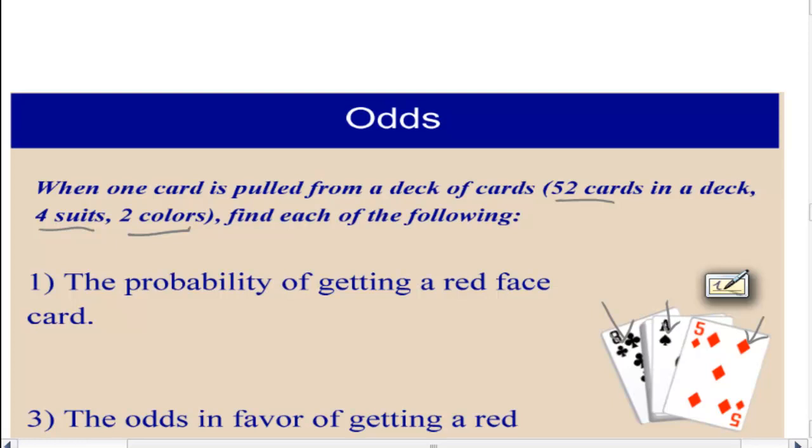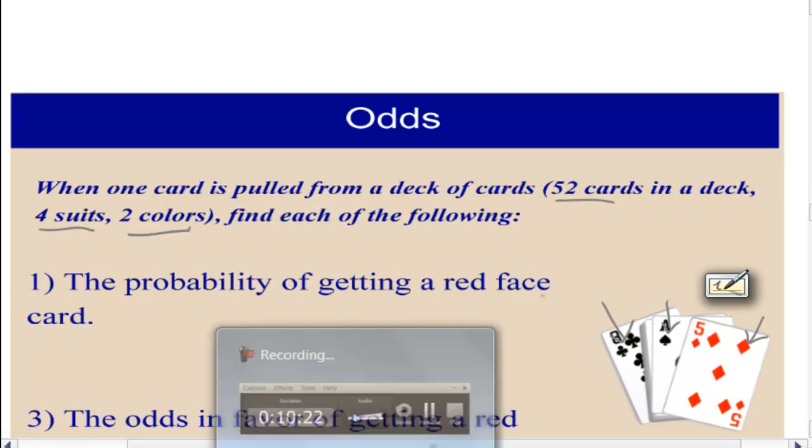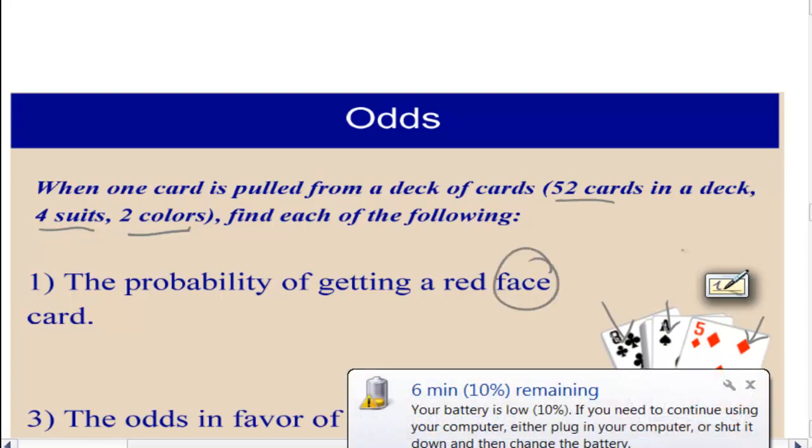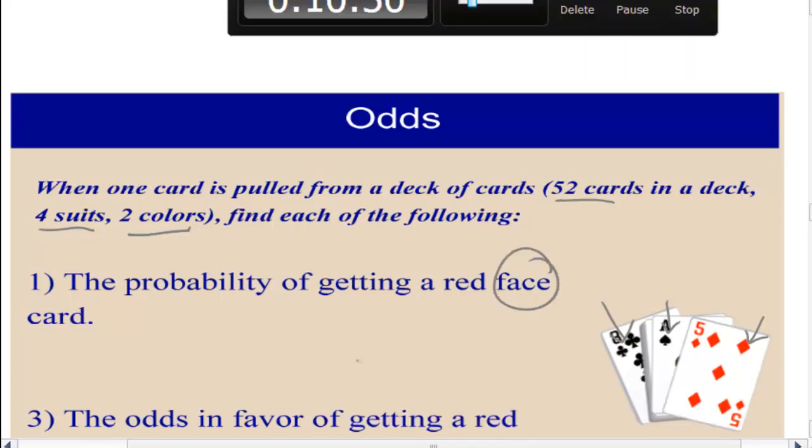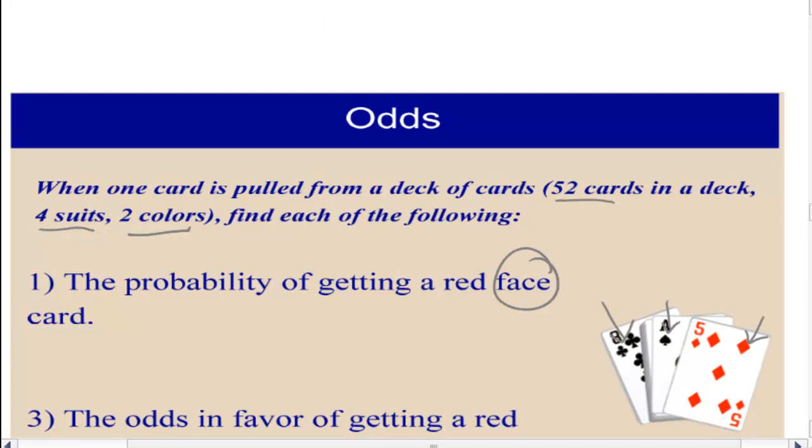It says the probability of getting a red face card. So let's talk about what face cards are as well. Face cards are any cards that have a face on them. So face cards are going to be kings, queens, and jacks. So you're asked, what is the probability of getting a red face card? So we have 3 face cards, and how many suits will be red? 2, right? So how many face cards do you think you would have?